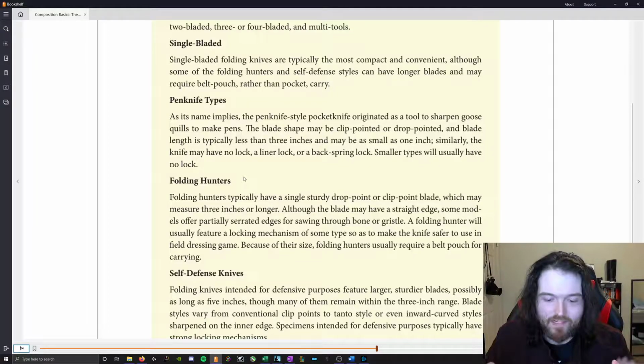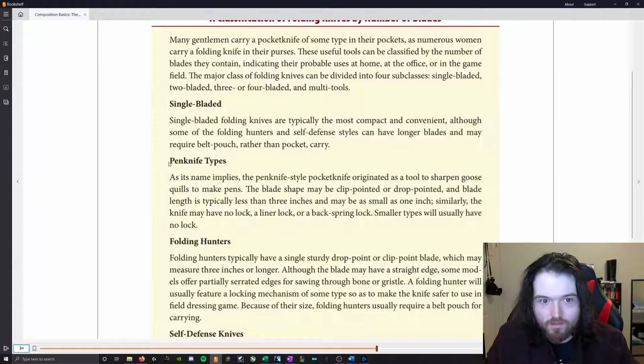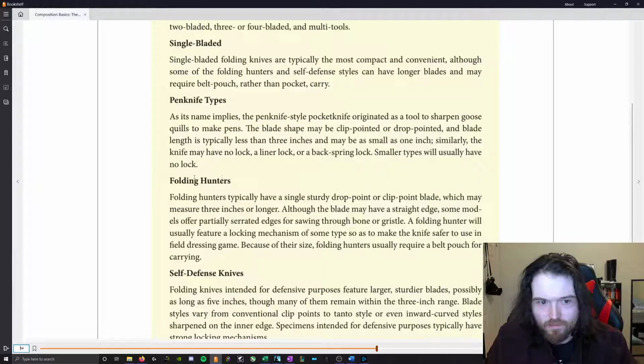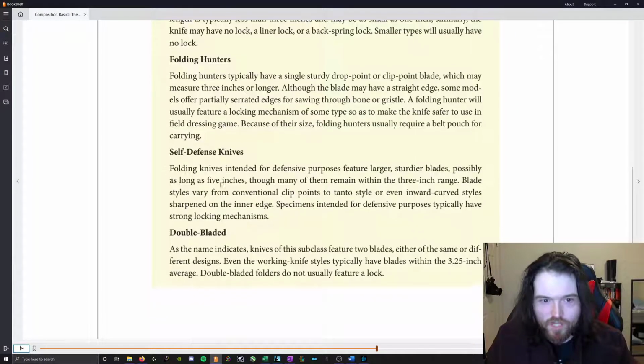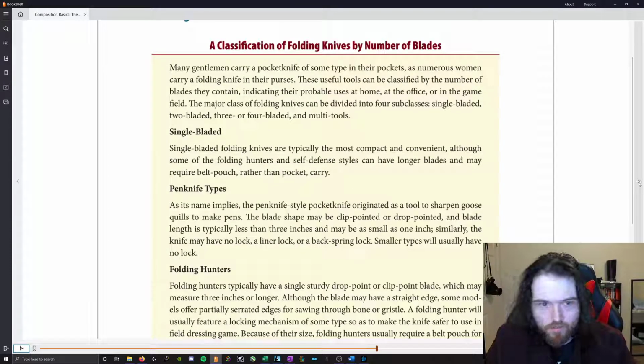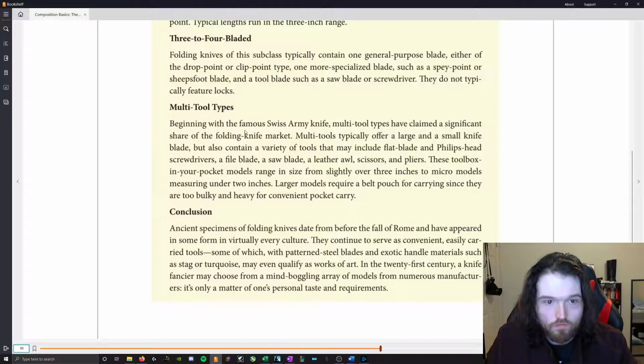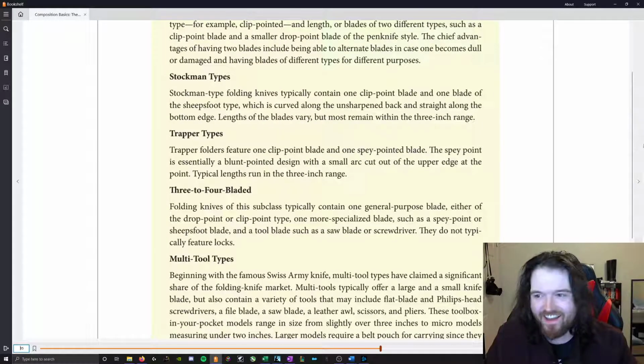So this person's topic is knives, and they have divided and classified the topic knives into single-bladed, penknife, folding hunters, self-defense knives, and double-bladed knives. Very, very good. Oh, way more knives than I thought.